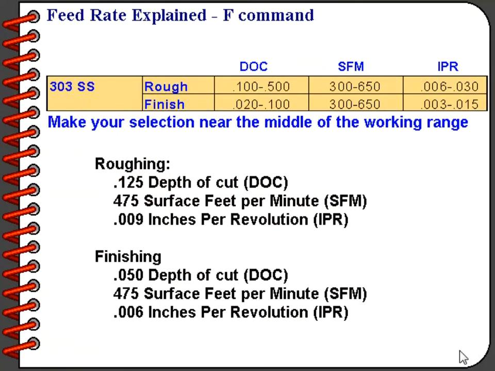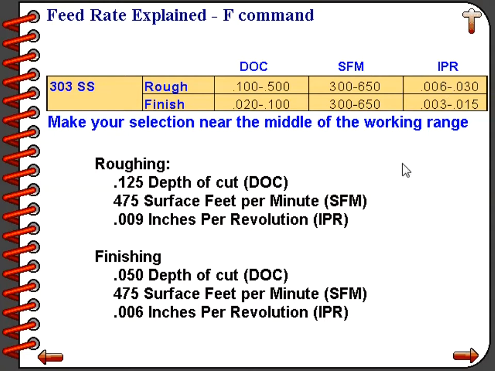Now that we have the general information, let's narrow it down a little bit more. For our roughing operation, I have decided that 125 thousandths depth of cut would be appropriate for my machine. 475 surface feet per minute falls right in the middle of the working range of 300 to 650 SFM. My feed rate that I have chosen is 0.009, 9 thousandths per revolution. Now you'll notice that that is not in the middle of that working range.